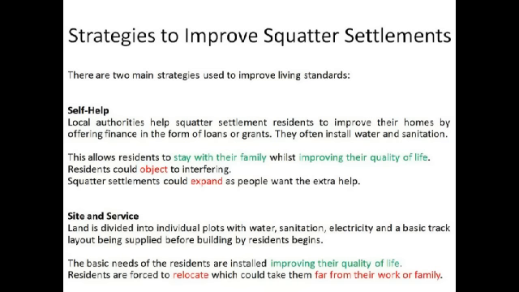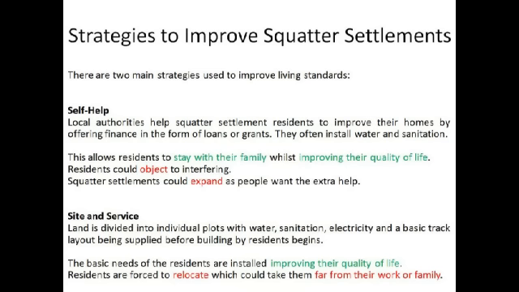There's 2 main strategies used to improve living standards of those living in squatter settlements: self-help and site and service. Self-help is when local authorities help squatter settlement residents to improve their homes by offering finance in the form of loans or grants. They often install water and sanitation to prevent illness and spread of disease and to promote cleanliness. This allows residents to stay with their families because they don't have to move to a home elsewhere, while still improving their quality of life. However, residents could object to interfering because they might be like, why are you coming to our home? We don't want you here. And squatter settlements could expand because if people hear that the government or the local authorities are providing this extra help, people might come to join the squatter settlement, making it bigger and more of an issue.